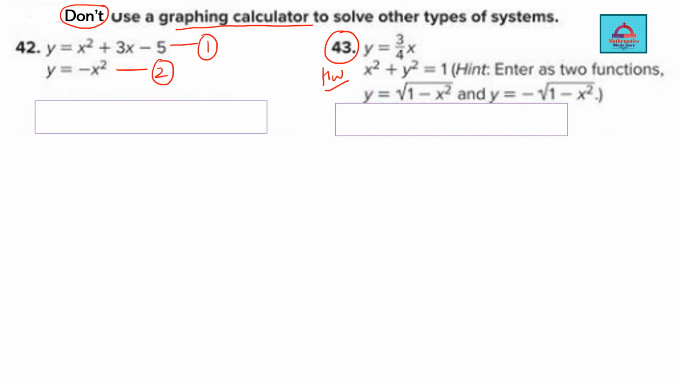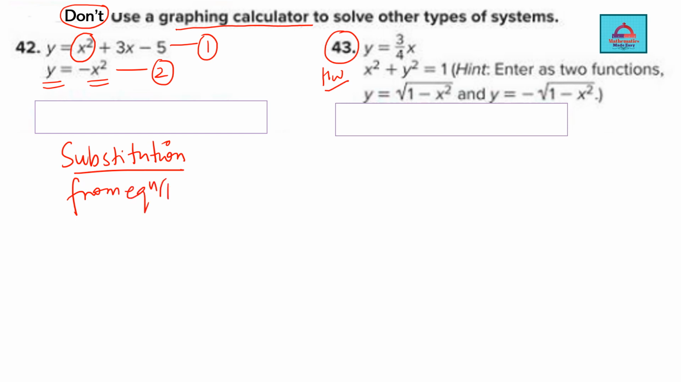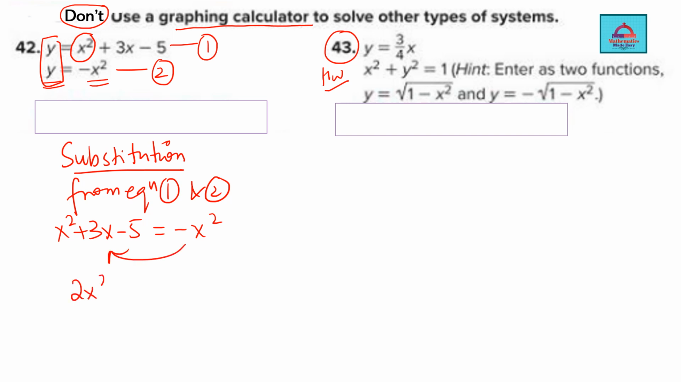So we are going to use here the method of substitution. This is an algebraic method. So wherever there is x square, I'm going to substitute as y. So from equation 1 and 2, we are going to use them together. Can I replace one variable and then do it? So these two equations are both equal to same value y. So we can say x square plus 3x minus 5 is equal to minus x square. Now you take this on the other side, it becomes 2x square plus 3x minus 5 equal to 0.